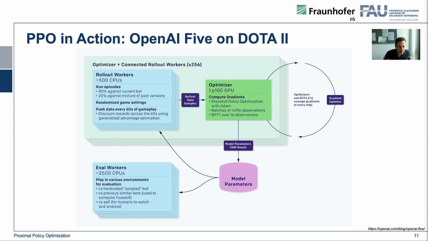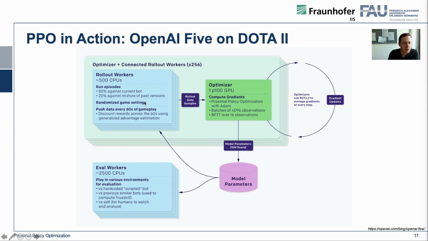And this manifests in a system called OpenAI Five, which was successfully used to play Dota 2 at a human level. So in this case, you see a high-level architecture of OpenAI Five, which at the core uses PPO to optimize the policy.